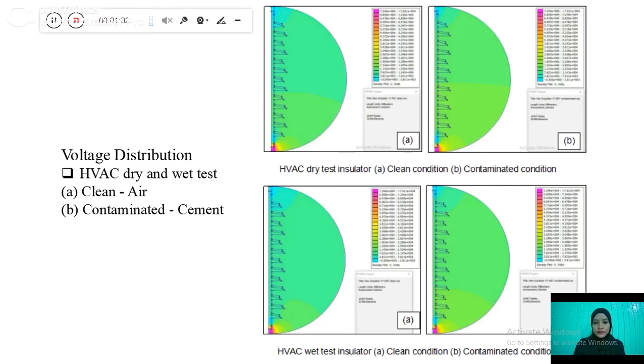So from the result, we can conclude that the contaminated condition has a higher voltage distribution than the clean one. As we can see here, the contaminated condition for the dry test has the highest voltage distribution compared to the other results.